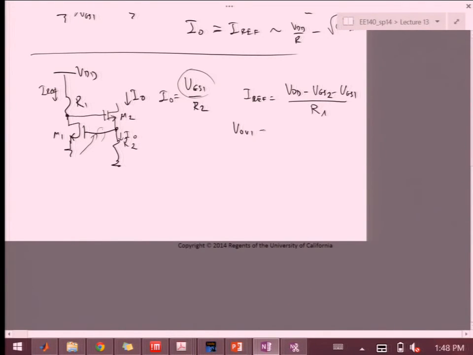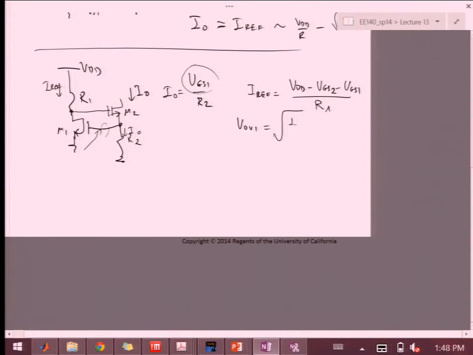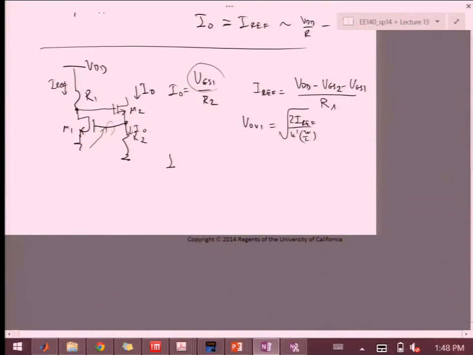So VOV1 is the square root of 2 IREF over K prime W over L. If you take a look at IO, it's proportional to VGS1, which means it's proportional to the square root of IREF. And that means it's proportional to a square root of VDD. So we've turned something that was previously linearly proportional to VDD into something that's a square root of VDD. Now, that's pretty good.